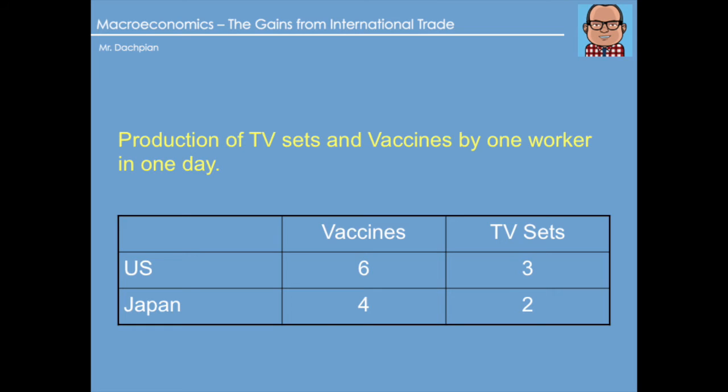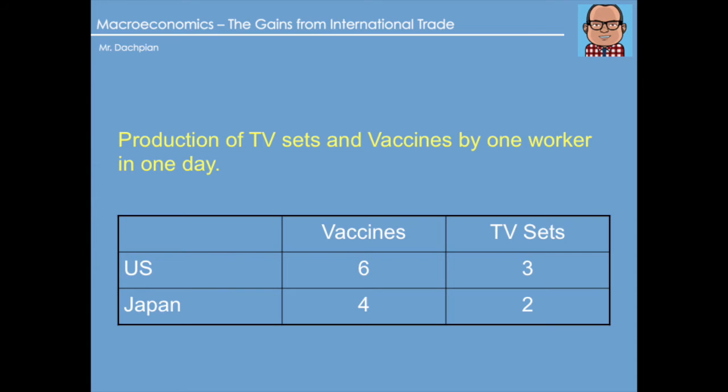If the countries choose not to trade, the price must be somewhere between the prices in the two countries before trade. Trade price for one vaccine will be between half a TV set, the US domestic price, and half a TV set, Japan's domestic price. Trade price for one TV set is going to be between 2 vaccines, the US domestic price, and 2 vaccines, Japan's domestic price.